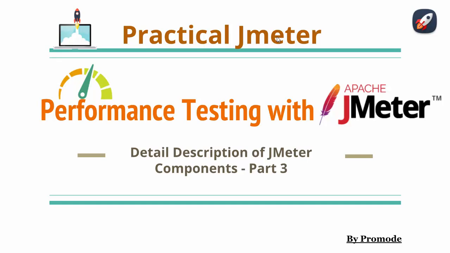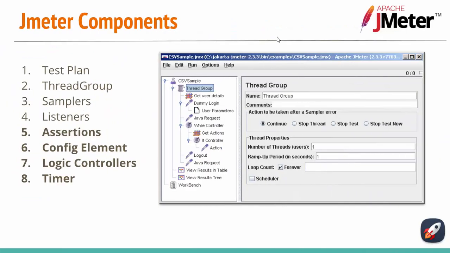Alright, let's get started. In the previous tutorial, part 2, we covered what a test plan, thread groups, samplers and listeners are. As you can see in the diagram also, we have used the main components that we can see of JMeter. So the first four were covered in part 2 of this tutorial. You can watch that tutorial if you haven't followed up.